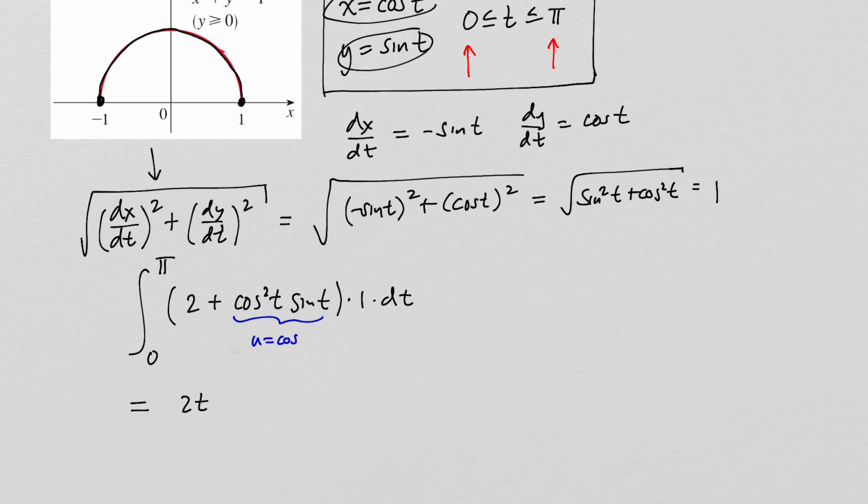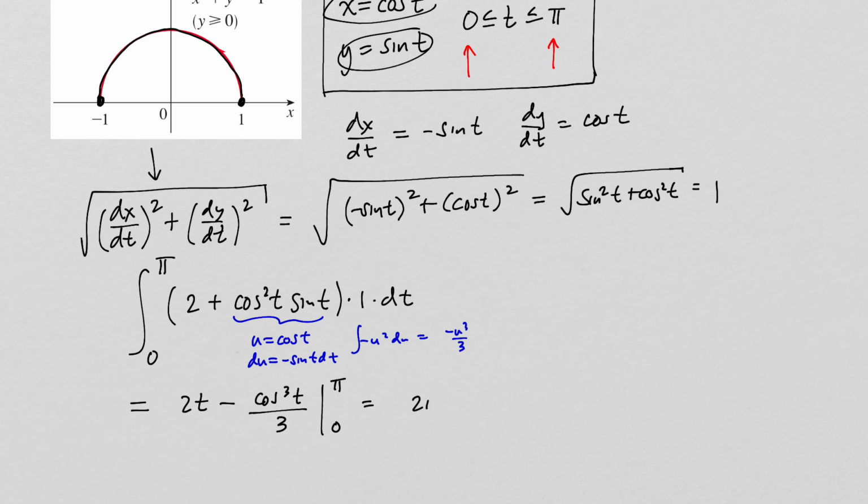So if I let u equal cosine of t, du is negative sine of t times dt. And so we end up getting negative u squared. The integral of that is going to be negative u cubed over 3. And so we end up getting negative cosine cubed of t divided by 3. And then we're going to evaluate this from 0 to pi.